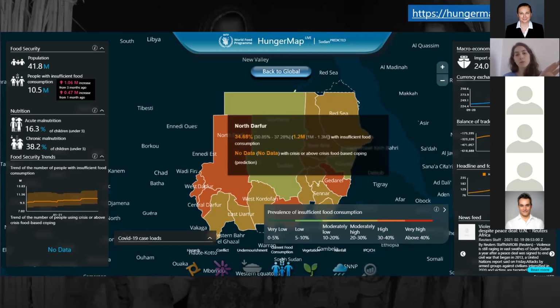And so there's two kinds of countries that you can click on. For the 30 countries where we do the continuous monitoring, you will see here on the left in the food security trends, the trends that come from these daily surveys. And for these other countries like Sudan, where we instead do prediction, you will see the results of the estimates from the machine learning model that was just presented.